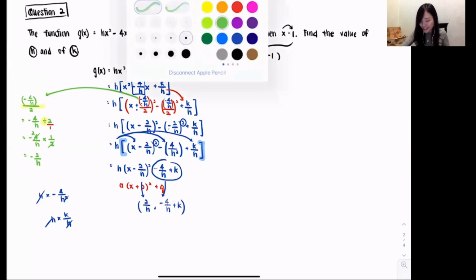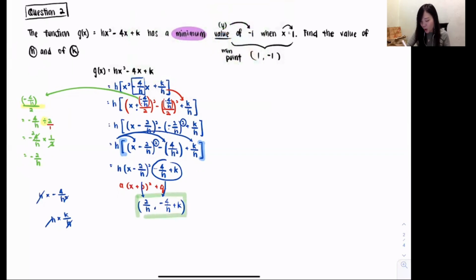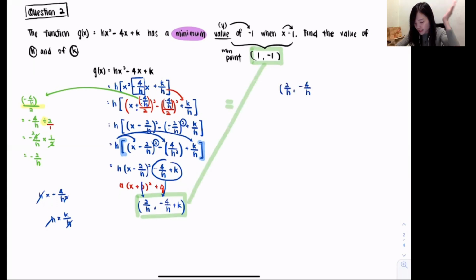Ta-da! Do you guys realize now I finally get my own version of the minimum point? And these questions also give me the minimum point. The one I get and the one they give, are they the same? Yes, they should be the same. Why should they be the same? Because the one they give is from that equation, and the one I do is also from that equation. Both of them come from the same equation. One particular curve only has one minimum point. So definitely they're talking about the same minimum point.